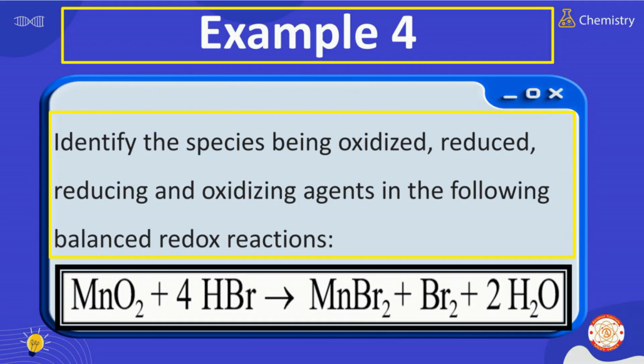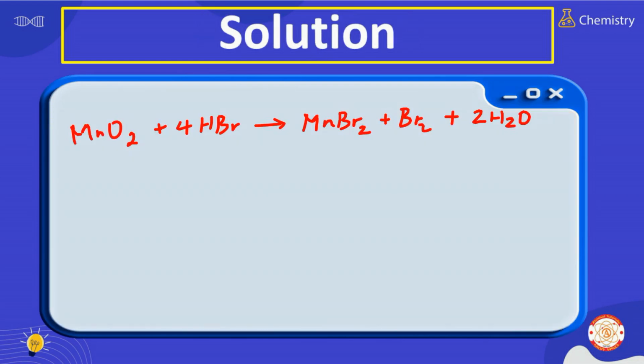Example number 4. So, as always, let us assign the oxidation number of each element to figure out which species has been reduced, oxidized, and which one is acting as oxidizing agent and reducing agent, and so on. Therefore, what is the oxidation state of oxygen in manganese 4 oxide? It's -2. Therefore, the oxidation state of manganese is +4.